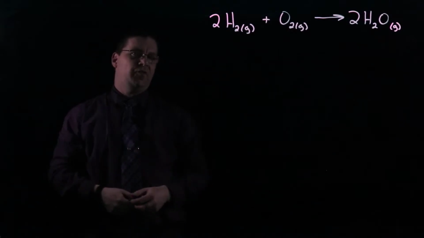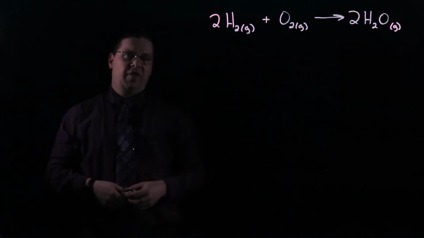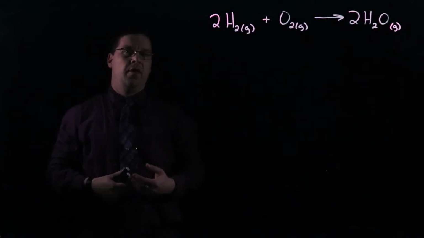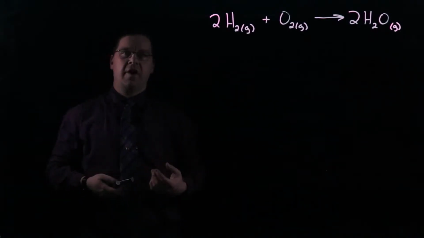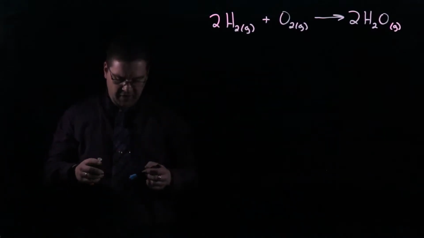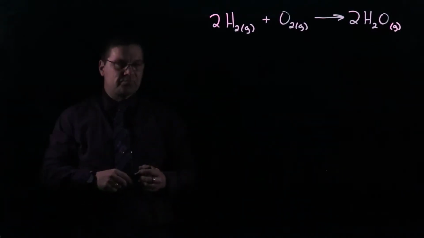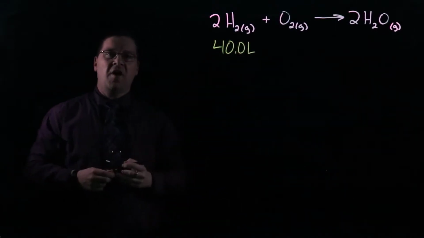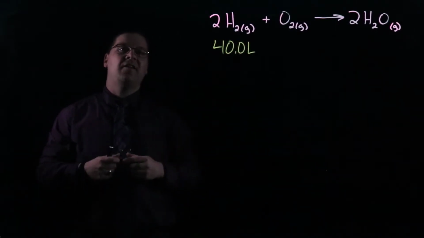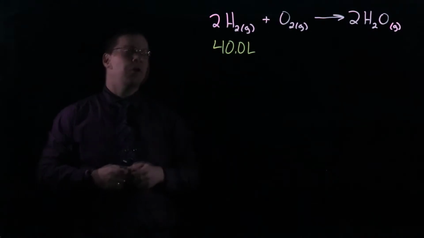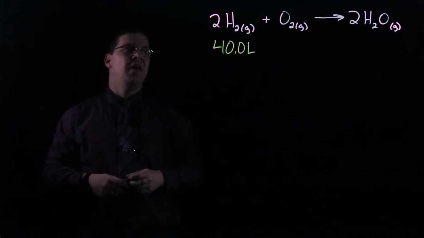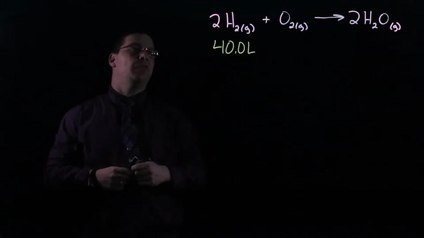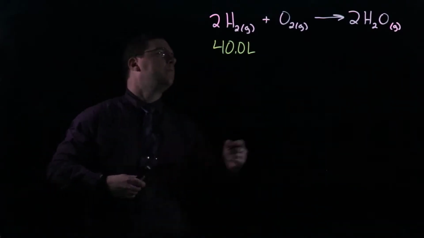So the process of stoichiometry involves a number of steps. And the first thing that we need to know is what is it we're starting with and what is it that we are trying to find. So let's take, for example, that we've got 40 liters of hydrogen gas, and we'll assume that that's at STP, standard temperature and pressure, and that we want to determine how many grams of water can be produced if we start this reaction with 40 liters of hydrogen.